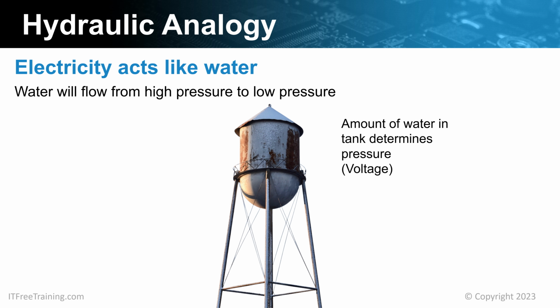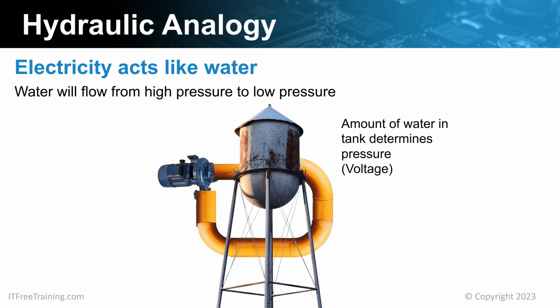If I now add some pipes to carry the water, the amount of flow through the water pipes can be measured. Measuring the water flow is the same principle as measuring electron flow or amps. To increase the amount of water pressure, you just need to add more water to the water tank.